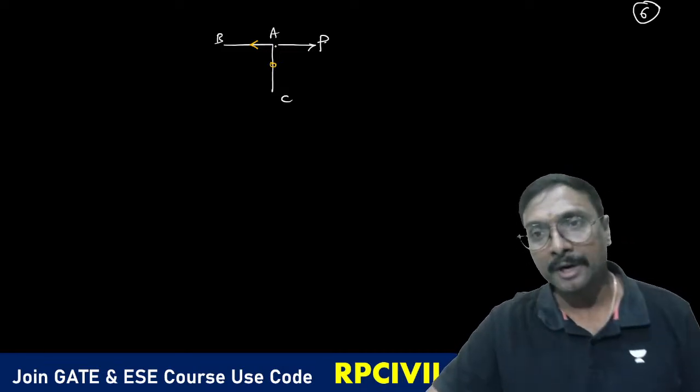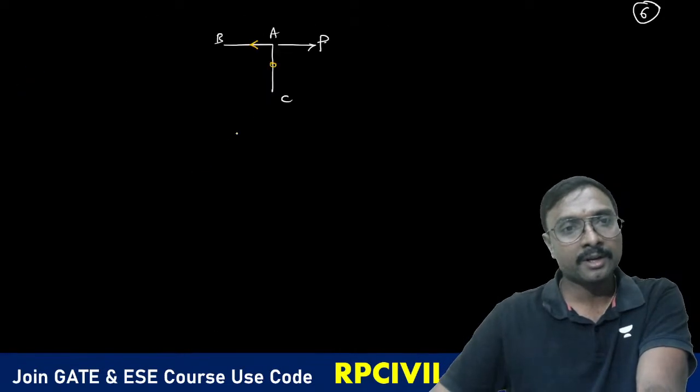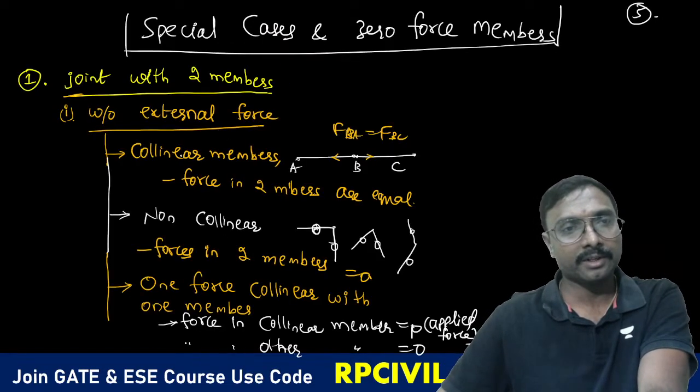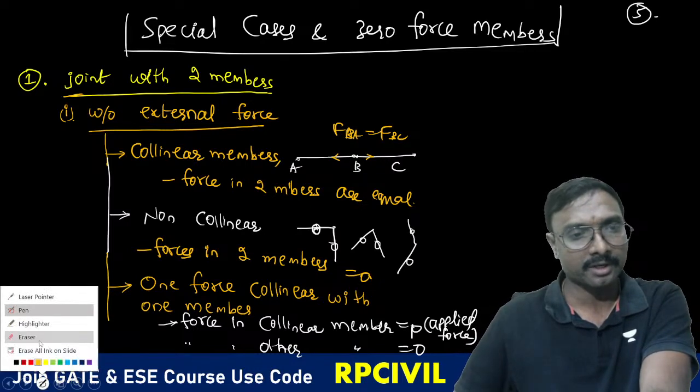Now what is the force in this member? Tell me. Zero force, right? According to this, two members are meeting without an external force, right? This is without an external force. The second one is with an external force actually, right? One second, I'll consider that.